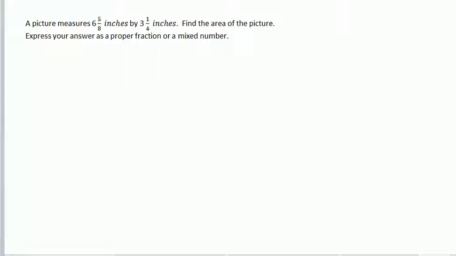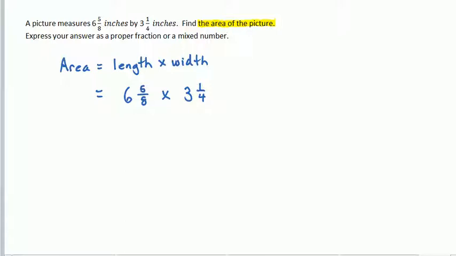So let's go ahead and begin this problem, and we are finding the area of the picture, and we know that area is length times width. So we'll get started there. Area is equal to length times width, and our length is 6 5/8 inches, and our width is 3 1/4 inches.